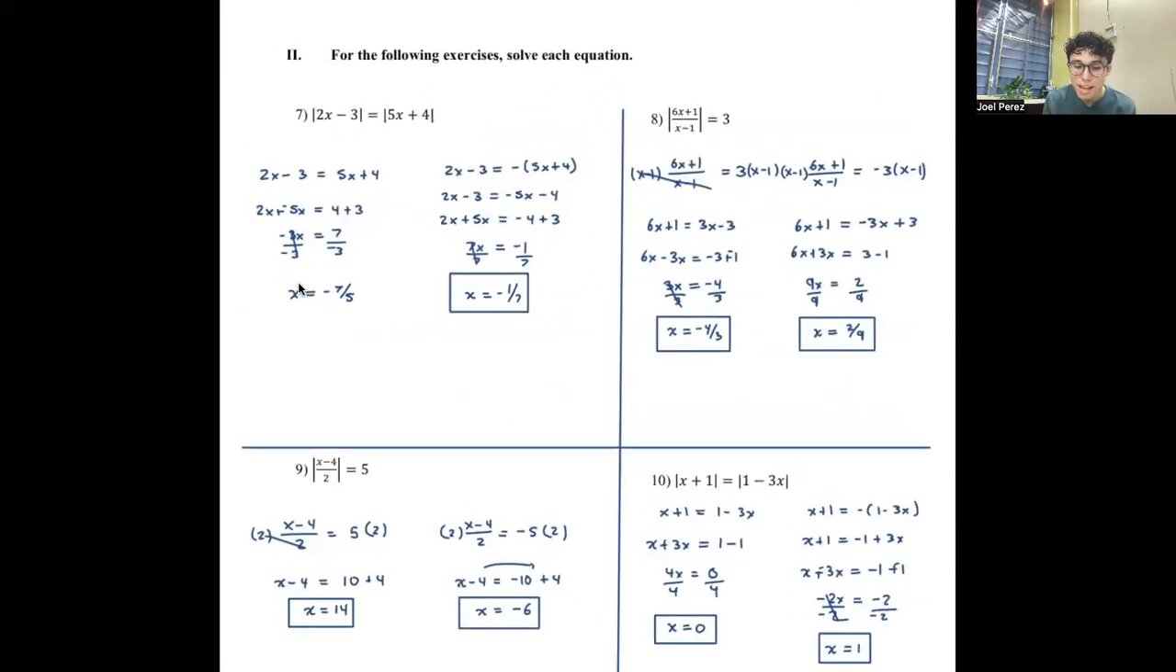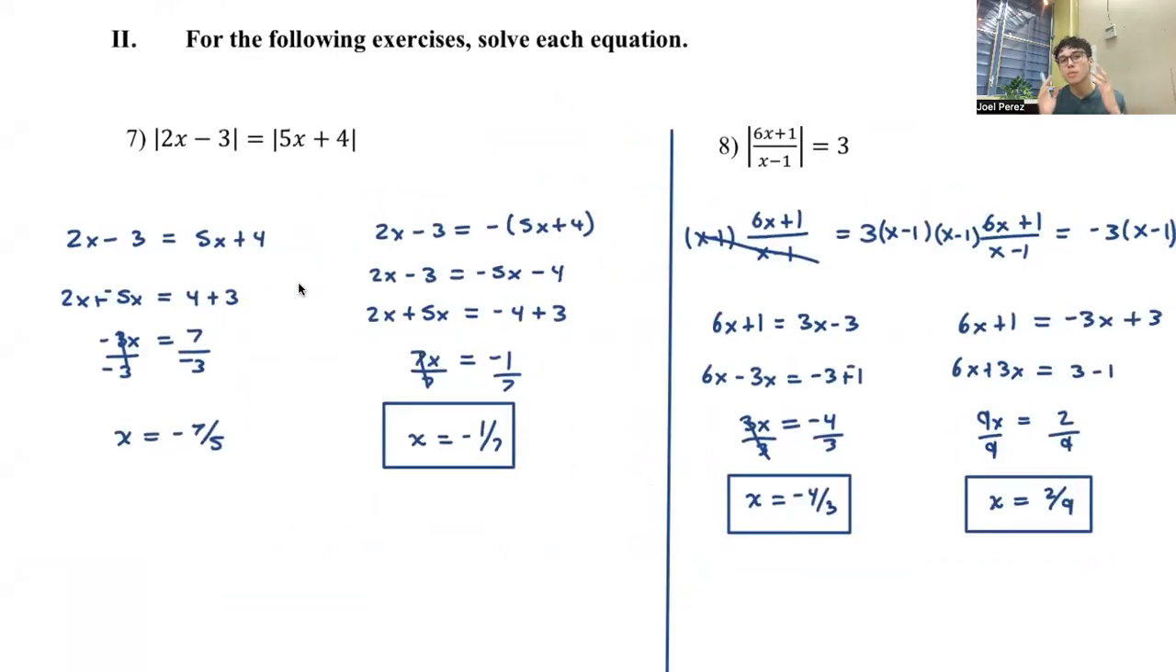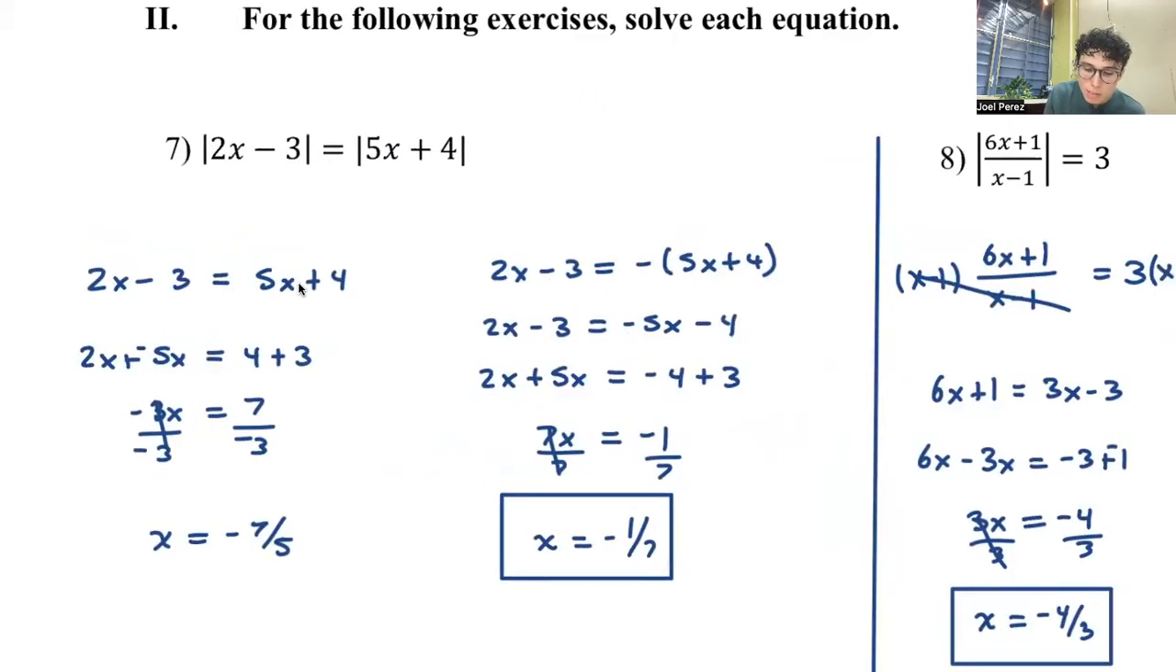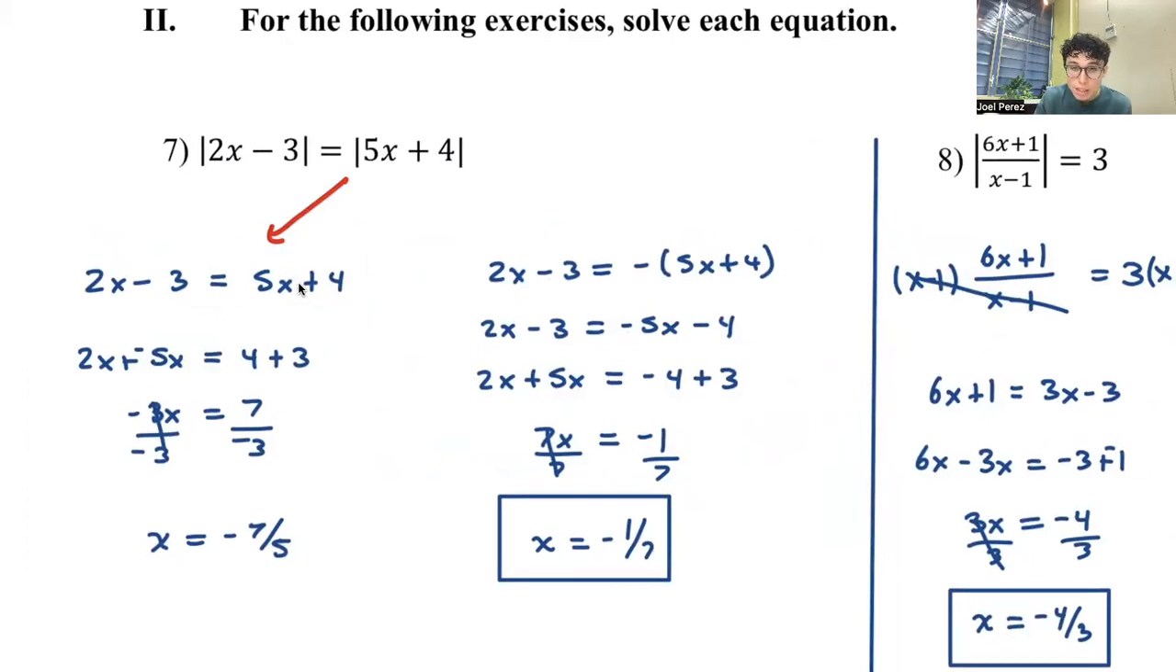In this one a little different because here you have an absolute value on both sides of the equation. So what you're going to do here is that you're going to take the absolute value and you're going to convert it to a negative form. For example, in the first one, you have 2x minus 3 equals 5x plus 4. This is the positive form of the absolute value. But in the negative form of the absolute value, you just have to put 2x minus 3 equals negative 5x plus 4. Negative. The whole value is going to be negative.